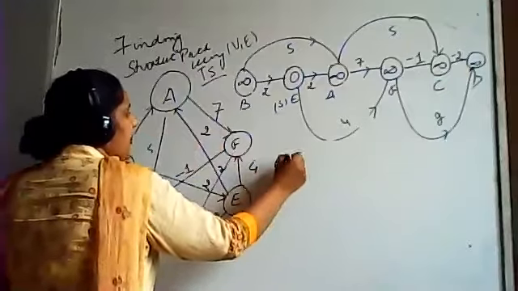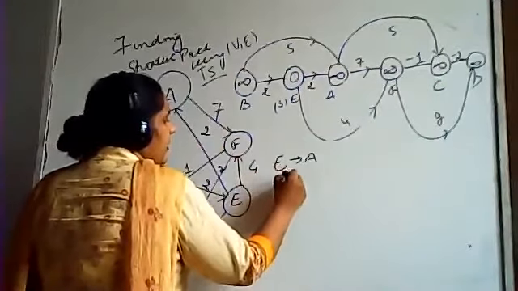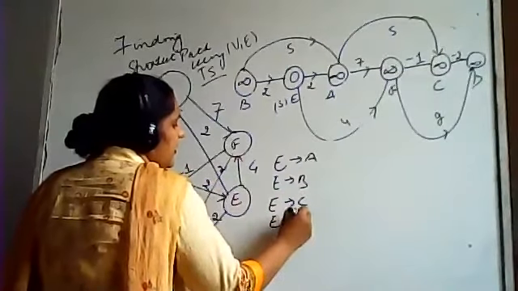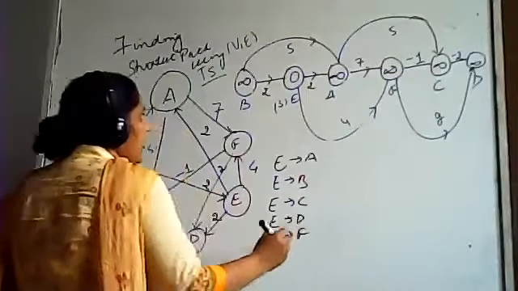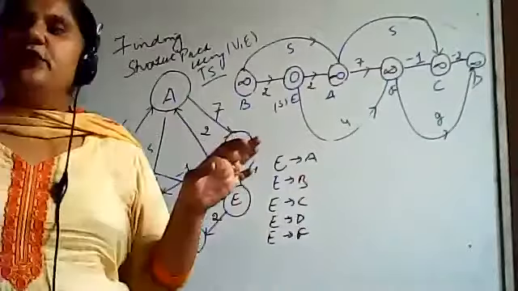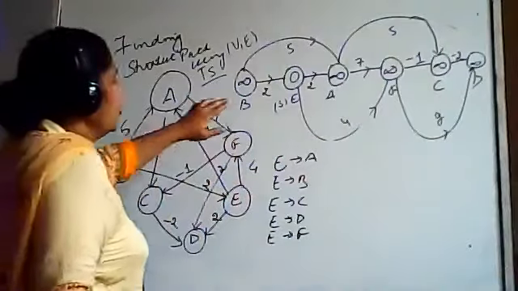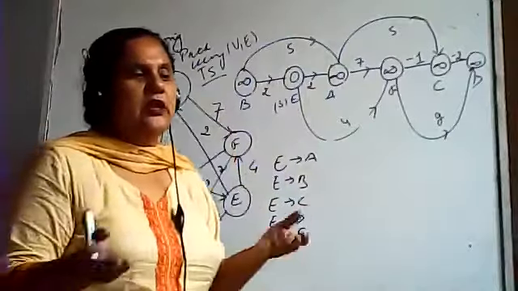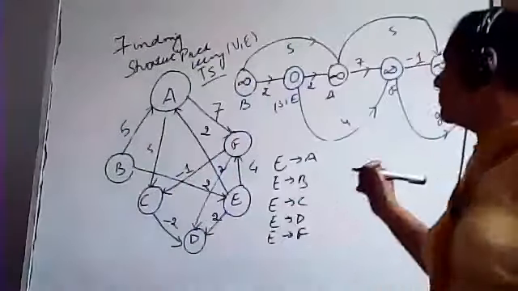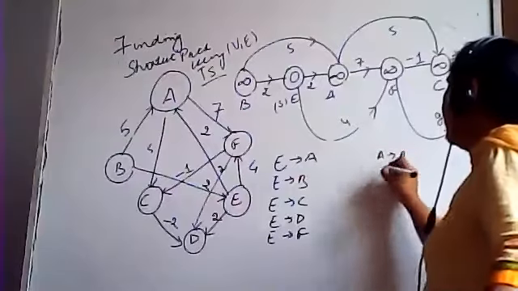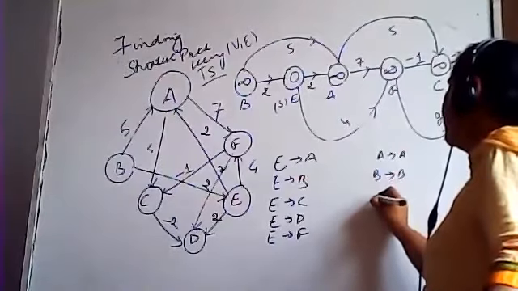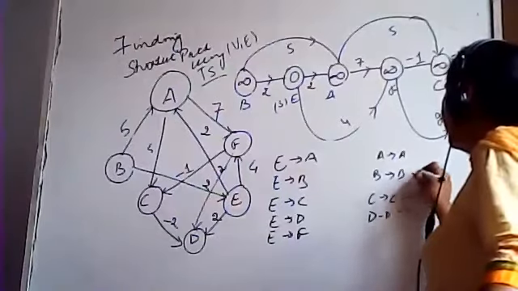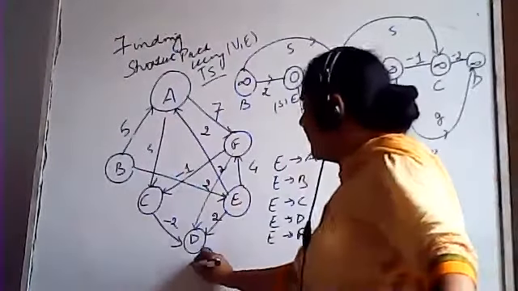So from E we have to find the distance of E to A, E to B, E to C, E to D, E to F. E to E would be 0, because your initialization is this way. We always put E to E, A to A, B to B, C to C, D to D as always 0, unless something like this would be given.